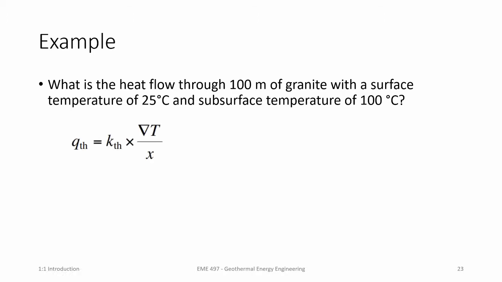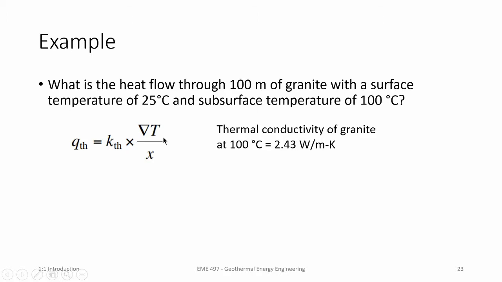A useful equation that might be a little familiar: the heat flow is equal to conductivity times change in temperature over a distance. Thermal conductivity of granite at 100 degrees Celsius is 2.43 watts per meter Kelvin. Change in temperature is 75 degrees. You don't need to put it into Kelvin, obviously, because it's just taking the difference. Plug it into the equation, and you get 1.82 watts.